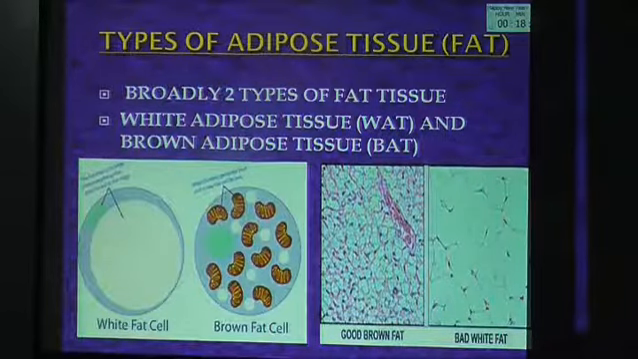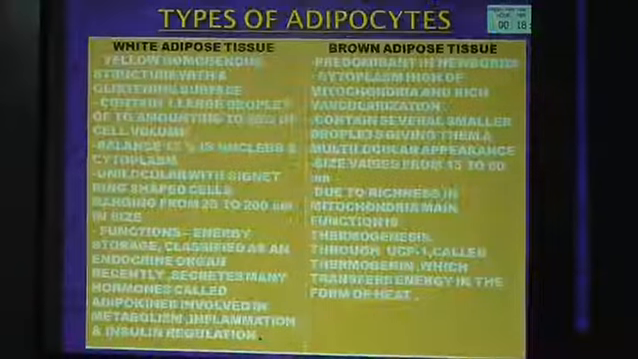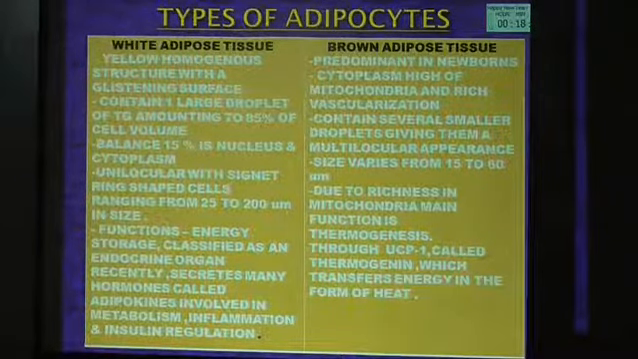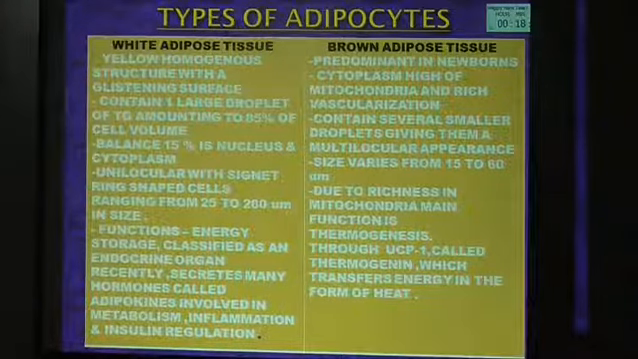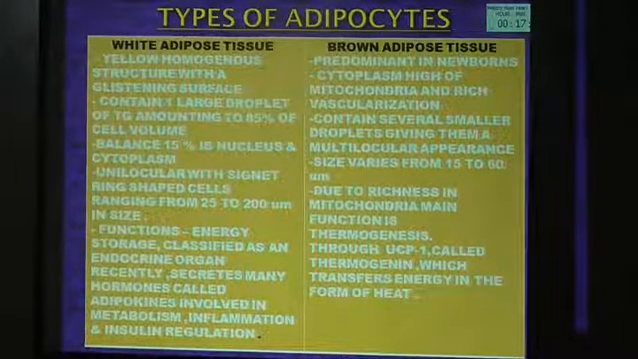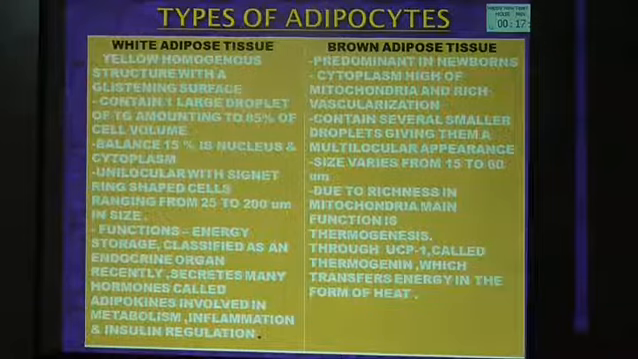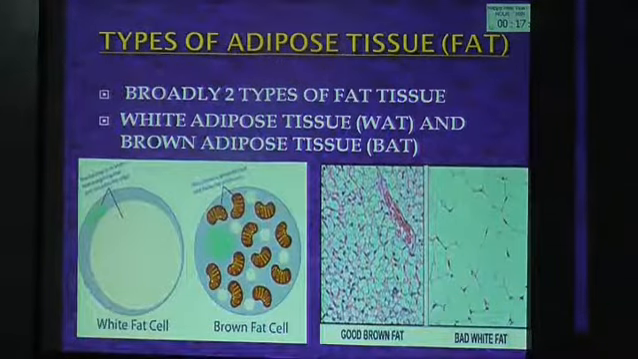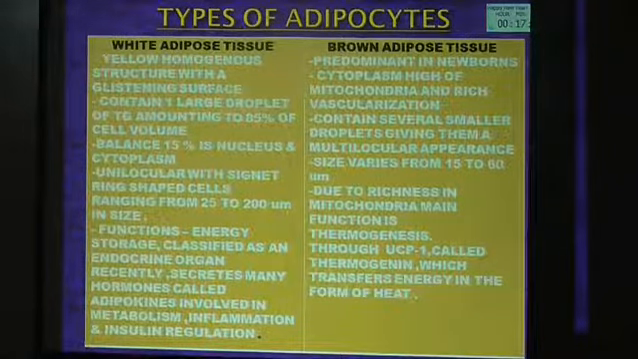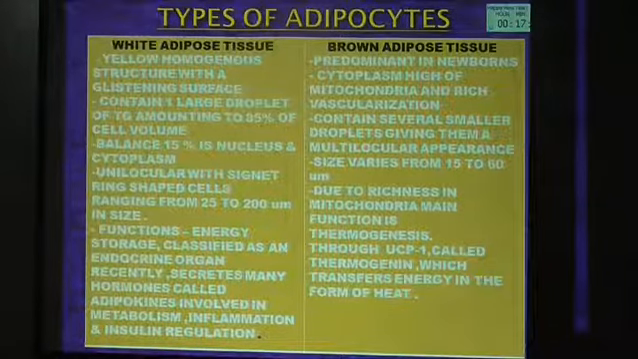If you see the difference between the white and the brown, white adipose tissue is a yellow homogeneous structure with a glistening surface and contains only one large droplet of triglycerides amounting to 85% of the cell volume. Whereas brown adipose tissue has multinuclear cells, and these are more because of the mitochondrial distribution of the cells or the droplets in the brown adipose tissue. So this makes the white adipose tissue a storage organ, and the brown adipose tissue is basically thermogenic. Okay, so it releases more heat.